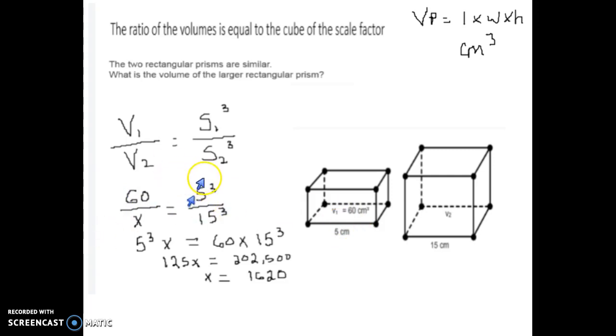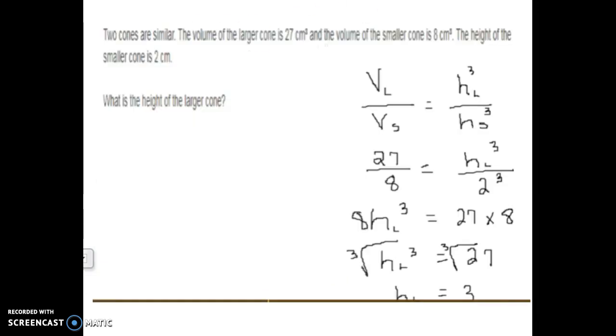And then you simply can cross multiply. So I'm going to multiply x times 5 cubed, and that's going to equal 60 times 15 cubed. And when you multiply that out, you get 125x is equal to 202,500. Divided by 125, the volume of our larger cube is going to be 1620, and that will be centimeters cubed or cubic centimeters.